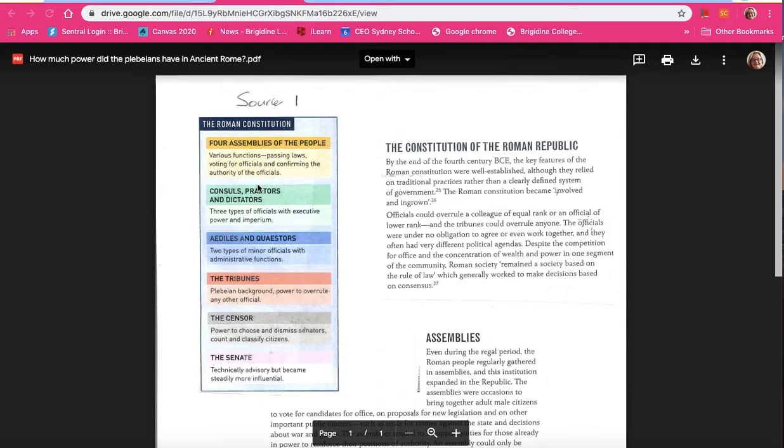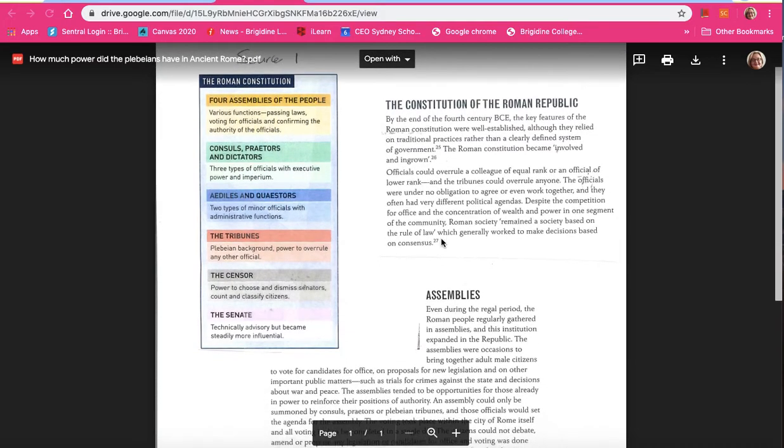Okay, if we go down to here, the tribunes. So the tribunes were the elected representatives of the plebeians. Okay, so this is telling us that there was this thing called assemblies where the people could gather together, they would pass laws, etc. And the person who represented the plebeians was the tribune. So these were called the plebeian tribunes. So I'm reading here that they had the power to overrule any other official. Right. So the plebeians had to rely on the tribunes, but the tribunes had a lot of power. That's what source 1 is telling us.